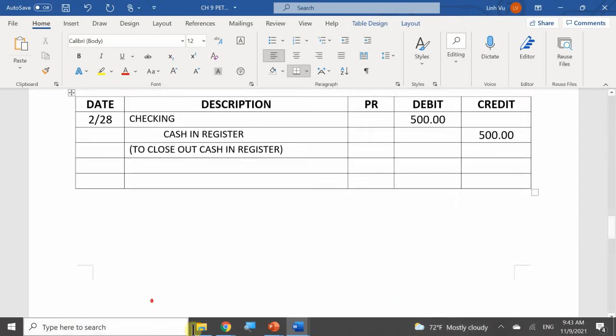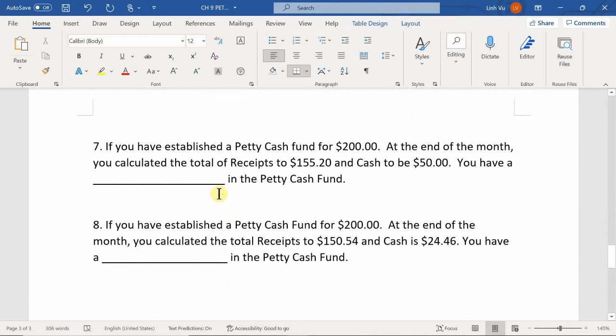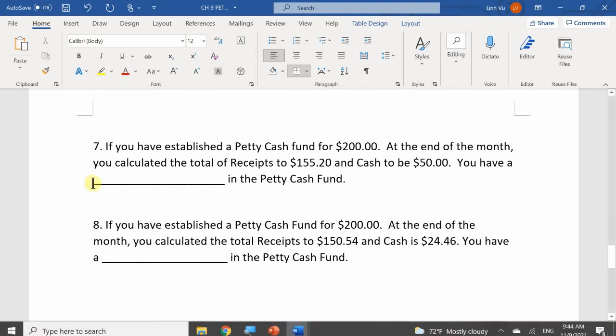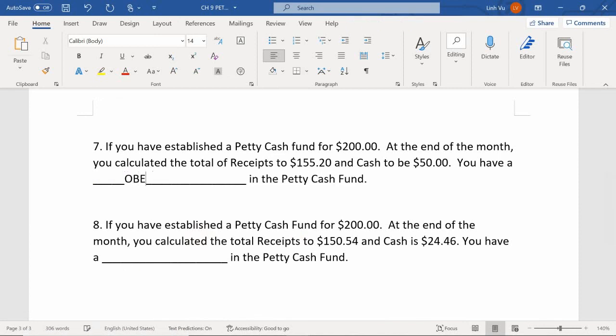Okay, so let's go ahead and do the last 2 questions here. Number 7 says, if you have established a petty cash drawer fund for $200, and at the end of the month you calculated total receipts to be $155.20 and cash to be $50, you have a blank in the petty cash. You have an overage of $5.20. You have too much money in your petty cash drawer.